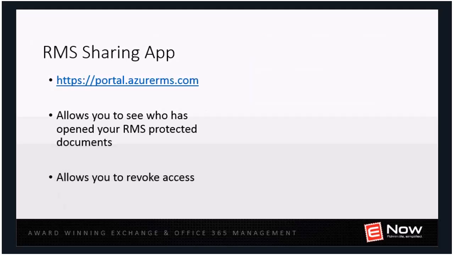As I mentioned, there is this snazzy new RMS Sharing App. It can be found at portal.azurerms.com. And a couple slides ago, you can see there are a couple of features of this new RMS app that are available in preview in Office 365, but that will end, and then you'll need to purchase RMS via EMS, Enterprise Mobility Suite, if you want to have these additional features.